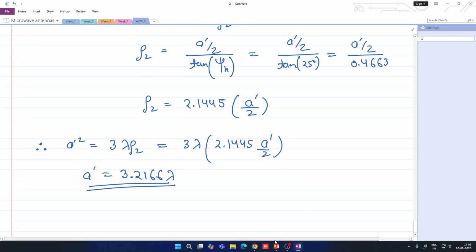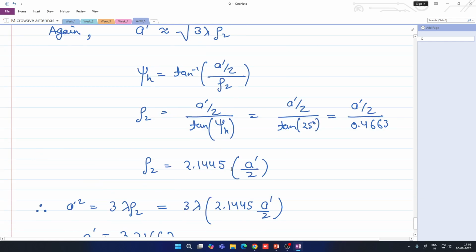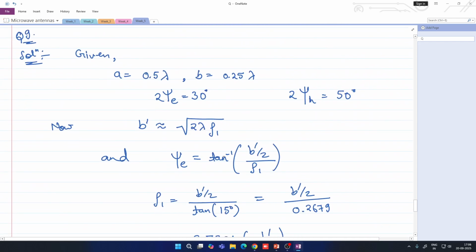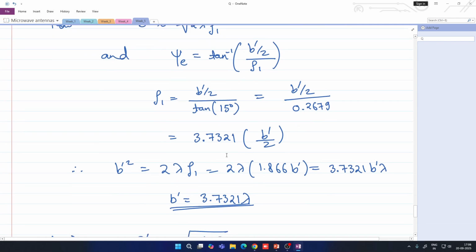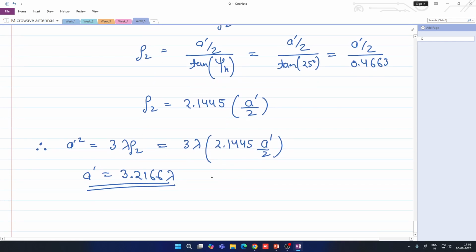Now we'll compare it with the given options. So here the correct option is option D. So I hope this is clear. I am not going to derive the formulas, I will just directly use the formulas. You can refer to the lectures and textbook. It has been explained clearly why these formulas are like this.